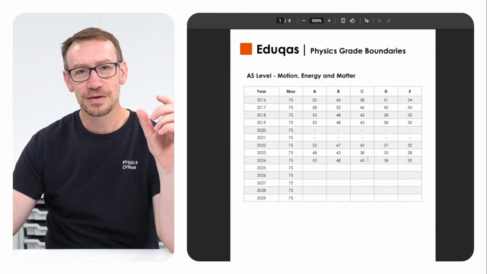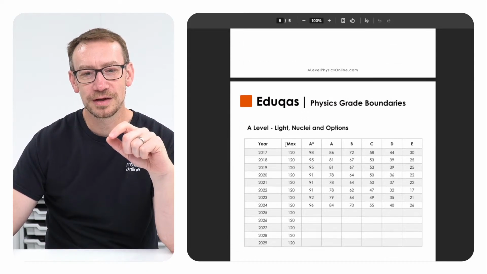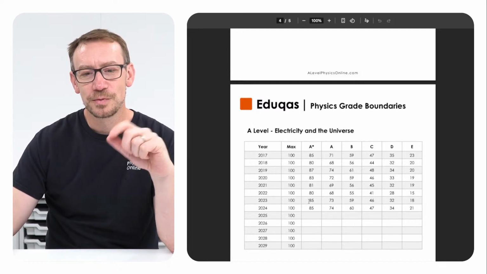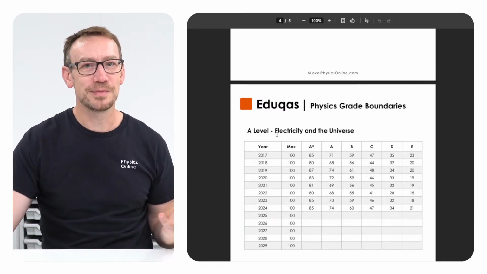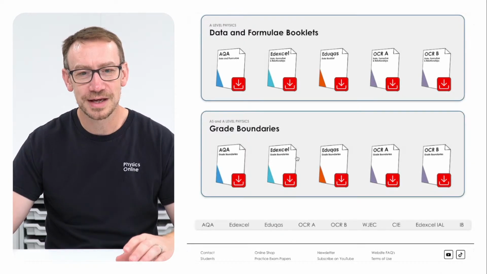So even if you are one of the few EDUCAS people out there, I do have the grade boundaries here as well. So you can look at electricity in the universe. You can see the grade boundaries here, which tend to show that actually the EDUCAS papers are a bit nicer than some of the AQA ones. So I've got lots of stuff there to help you.